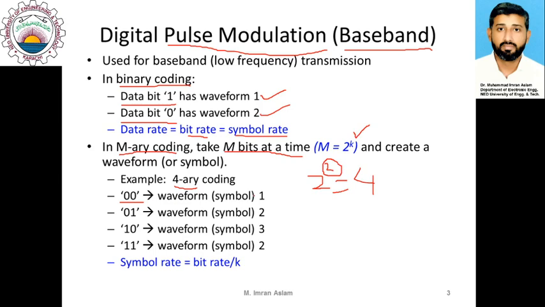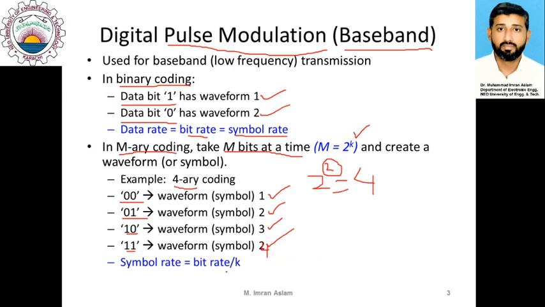So 0 0 would be represented by one type of waveform, 0 1 would be represented by another type of waveform, 1 0 would be represented by a third type of waveform, and 1 1 would be represented by a different type of waveform. It should be waveform number 4. Sorry for the mistake. I will correct it in the final version.